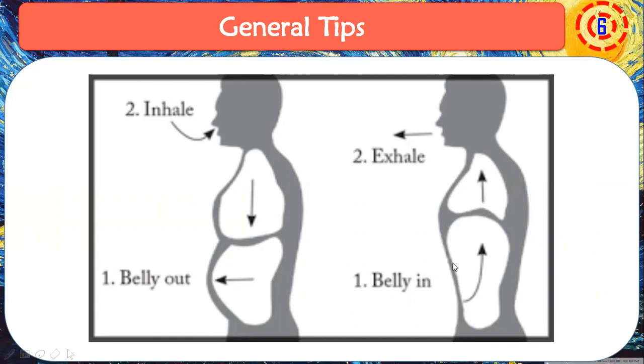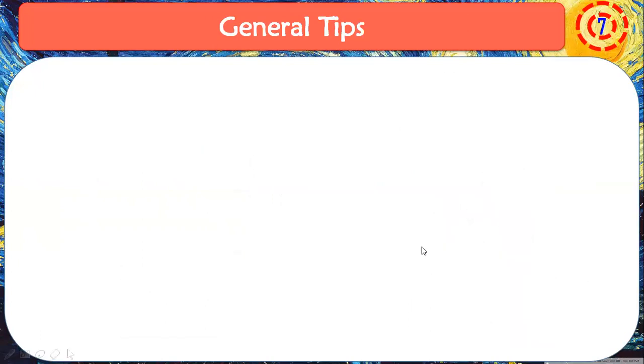So that is during exhalation. So during inspiration, the abdomen comes outward, whereas during expiration, the abdomen goes inside. So that is normal physiology. But there might be some conditions.